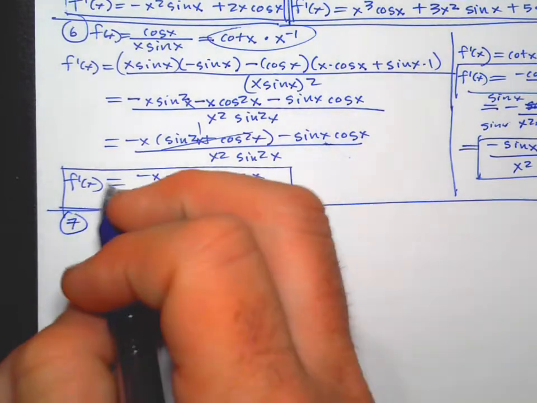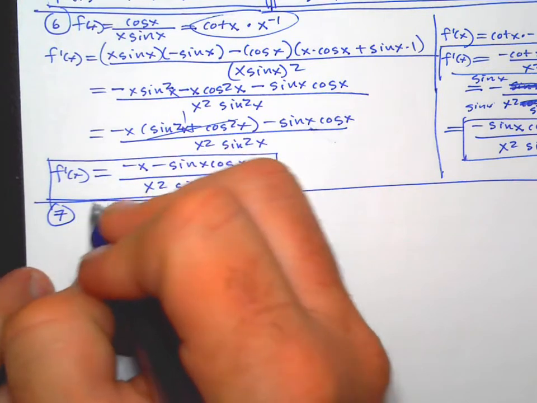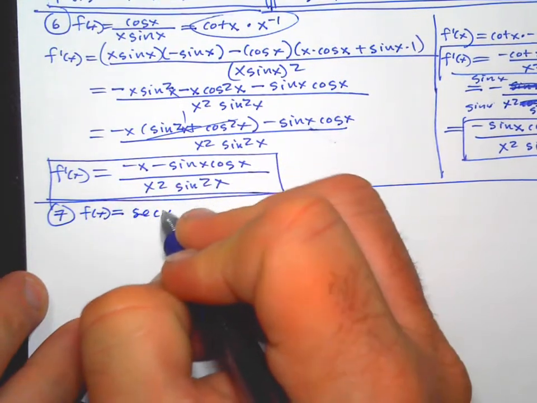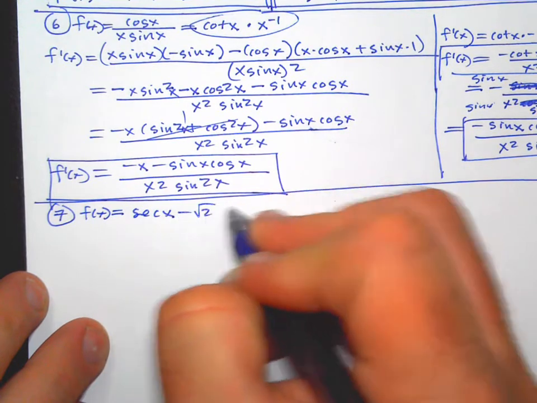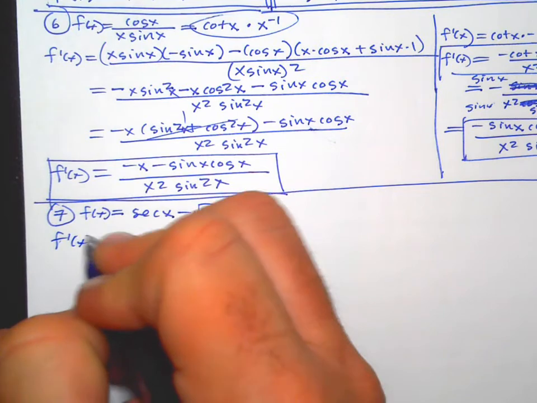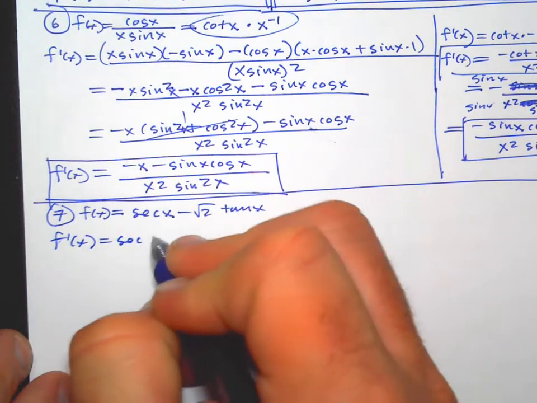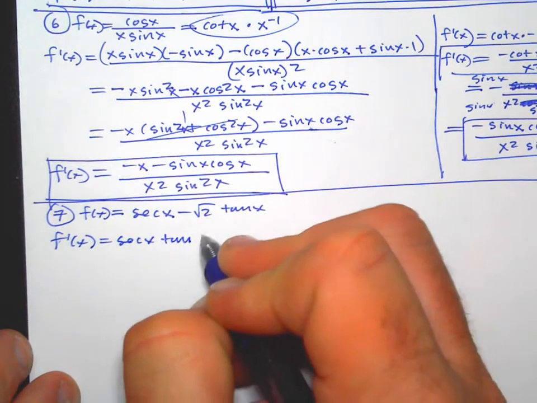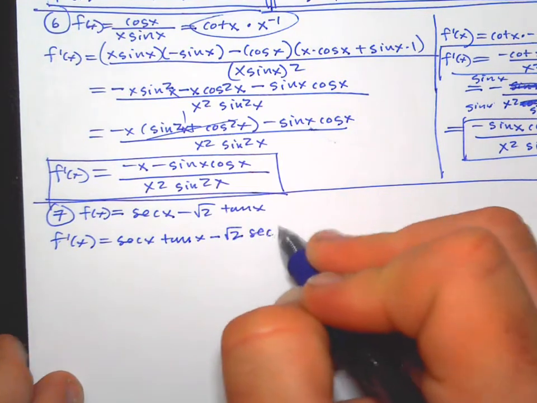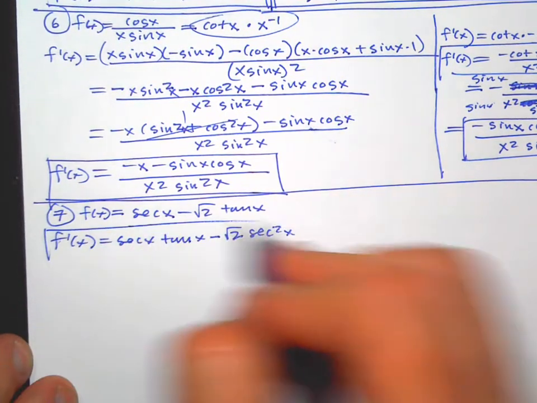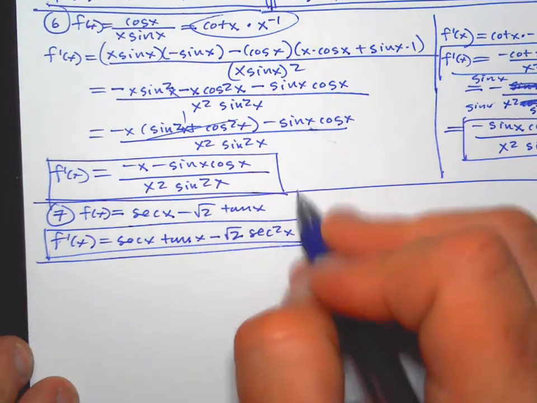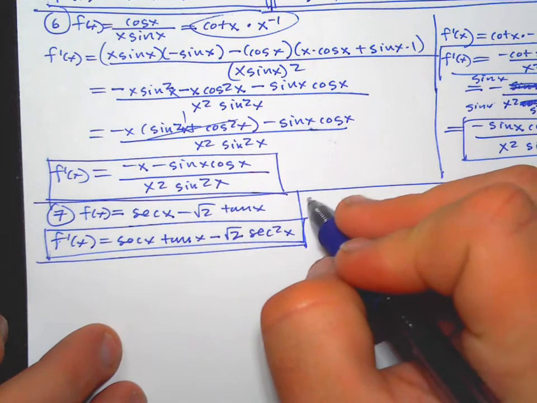Number 7, f of x equals secant x minus square root of 2 tangent x. Derivative of this one. Derivative of secant is secant tan minus root 2. Derivative of tangent is secant squared. There you go.